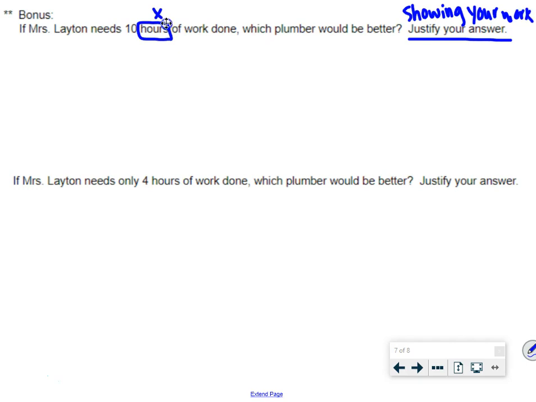And then bonus question number 2. If Mrs. Layton needed only 4 hours of work, hours is still x, which plumber would be better? Again, you can justify your answer by showing your work.